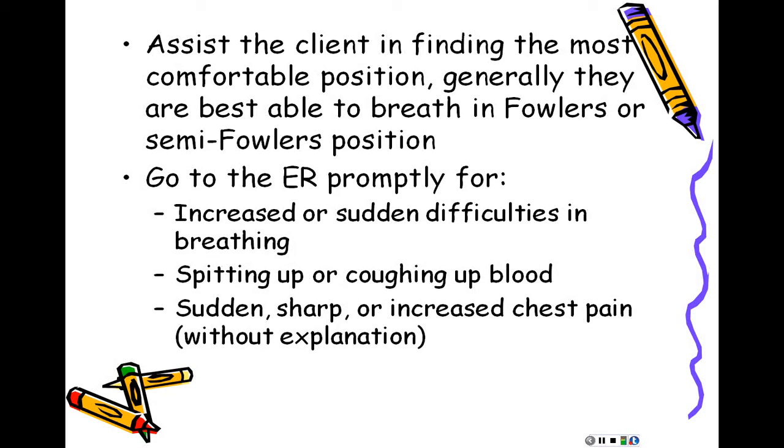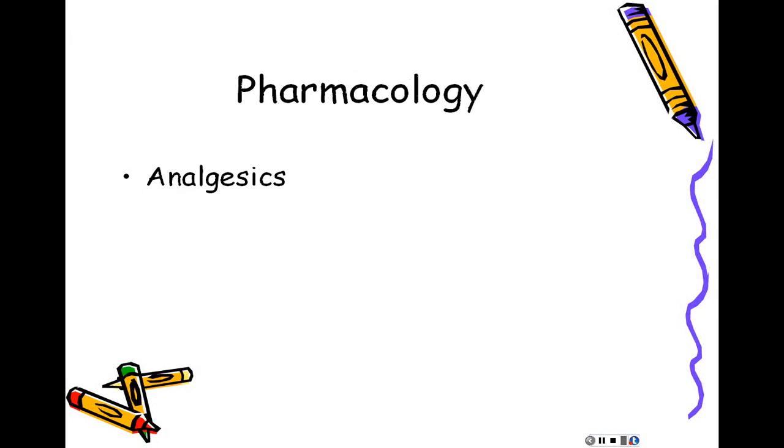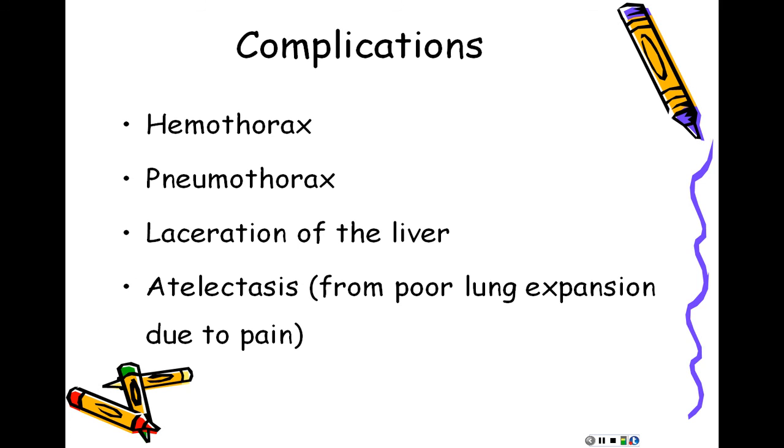Sometimes when we have patients that have rib fractures, they may require chest tubes. If they develop blood in their lungs, they may have to have chest tube insertion. Again, with our pharmacology, we want to use analgesics with this patient, so make sure that you're reading about the different types of analgesics and the different medications that are used for these patients.